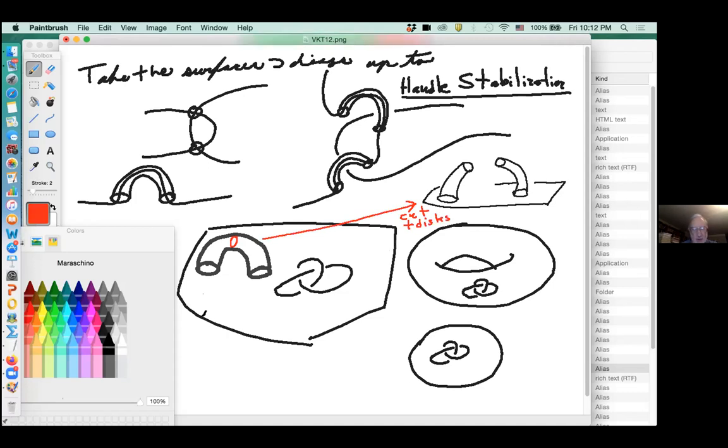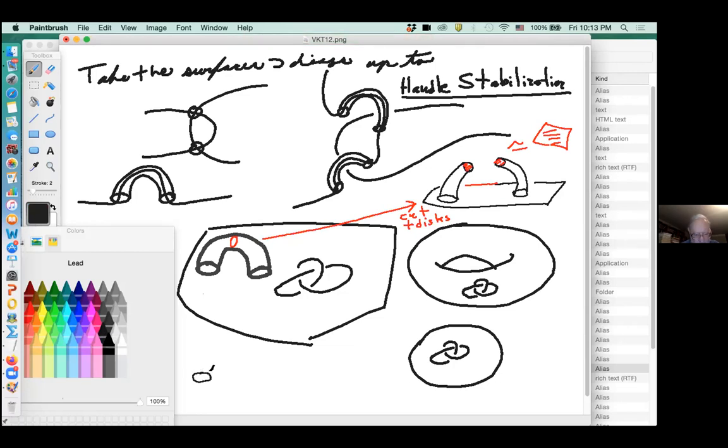When you create a handle, you cut out two disks and you put in a tube. When you destroy a handle, you cut along a non-trivial curve, open it up, and add the disks back, like that. And then, as you see, this is equivalent to just an old plane, bit of plane. The handle disappeared, right? So we can get a handle to disappear like that. But that isn't the only way I could get this handle to disappear. I could also get this handle to disappear.